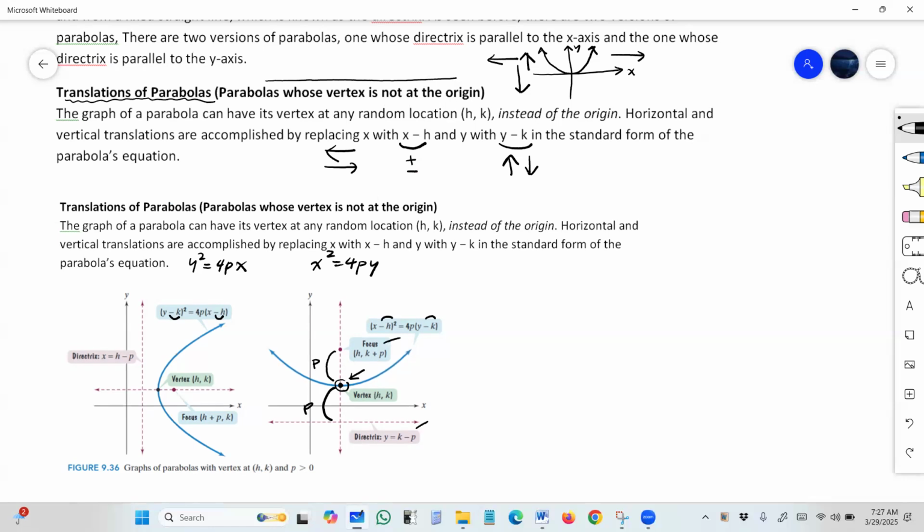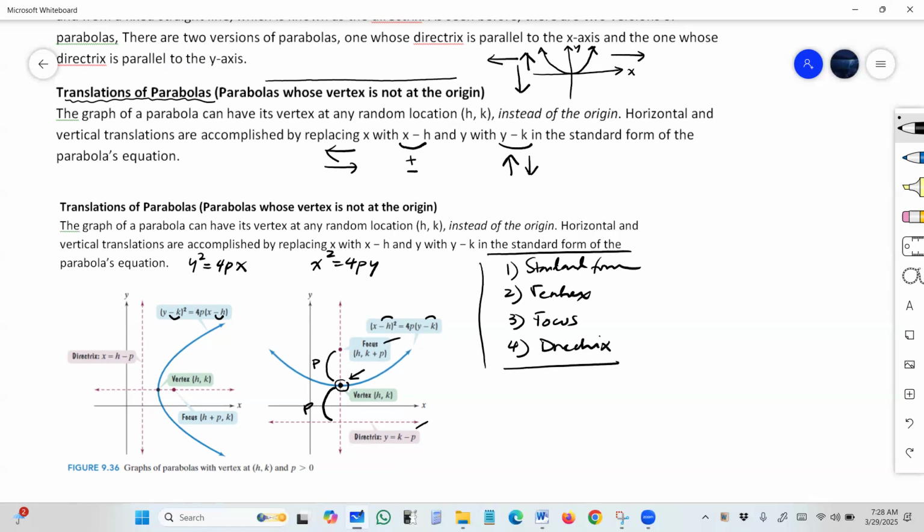Remember, for the purposes of questions that you're going to see on the exam, all we have to do is put the equation in standard form. We don't need to graph. We need to find the vertex, the focus, and the directrix. That's it. These are the four things that we need to do. I'm not going to ask you to graph. Once you've done that, you're finished with the problem.